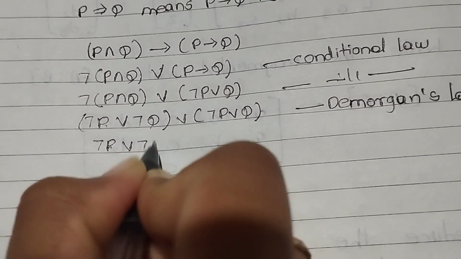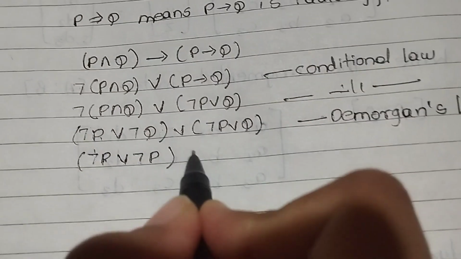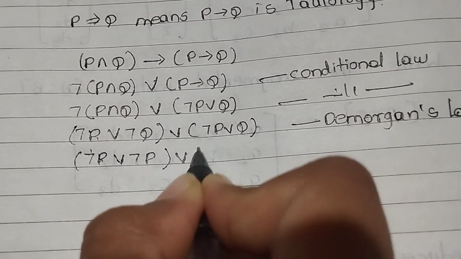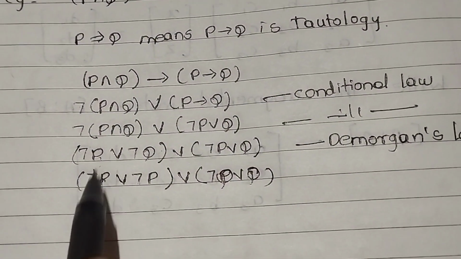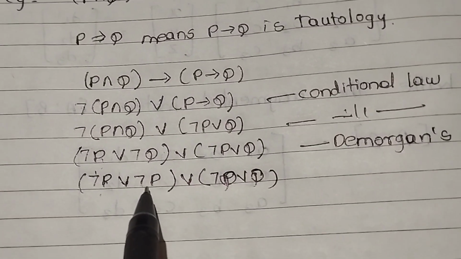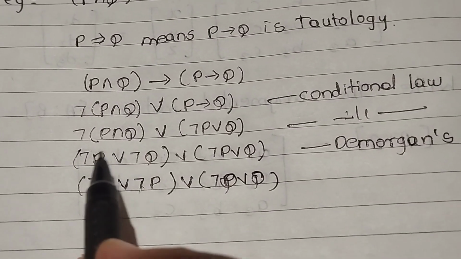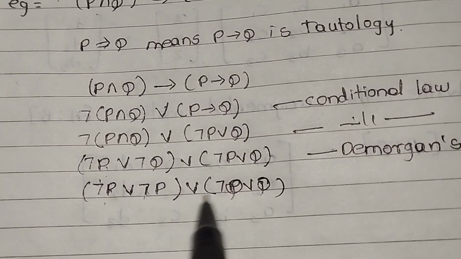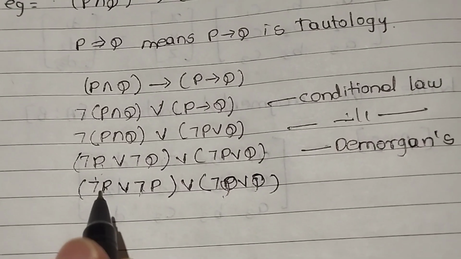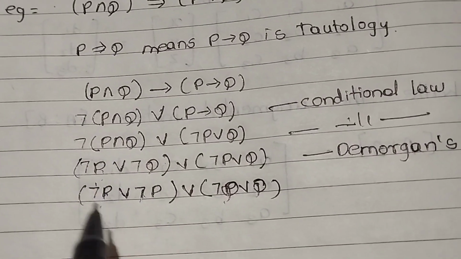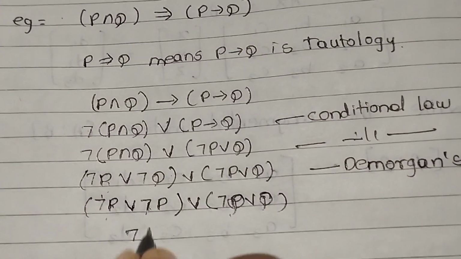So P or negation P, because all connectives are the same, we change the bracket: negation P or negation Q or Q. This negation P as it is, and the second negation P we bring out of the bracket and write negation P or negation P, and this negation Q we write in the second bracket, negation Q or Q. Now we know negation P or negation P means, if we assume negation P as P, then P or P is always P. So negation P or negation P is also negation P.